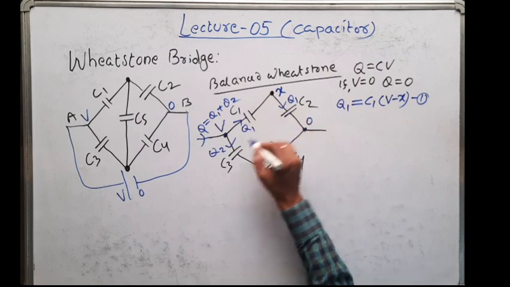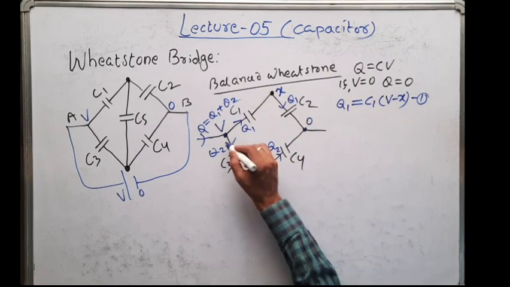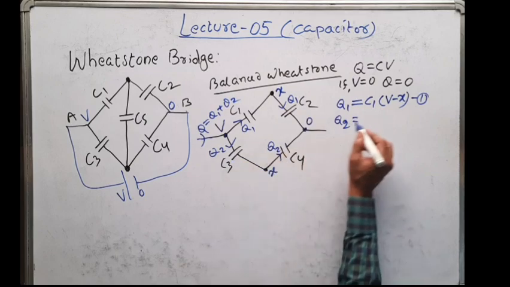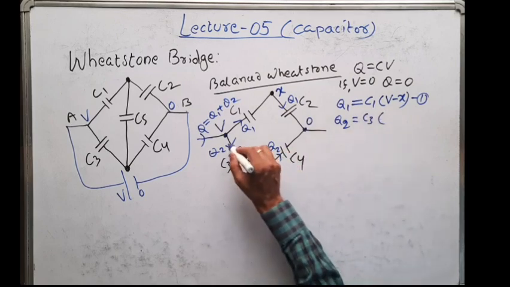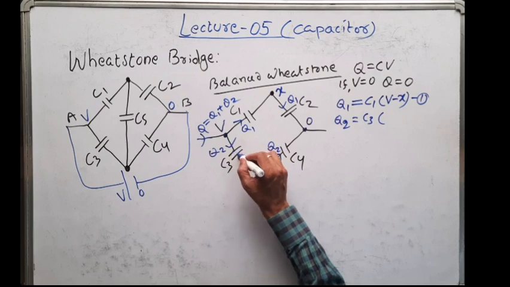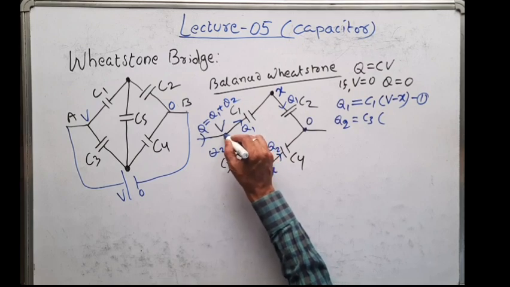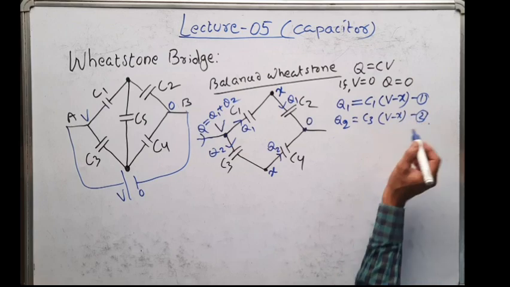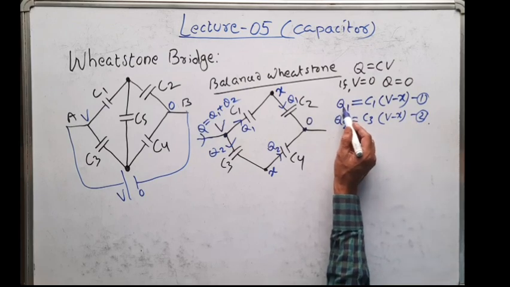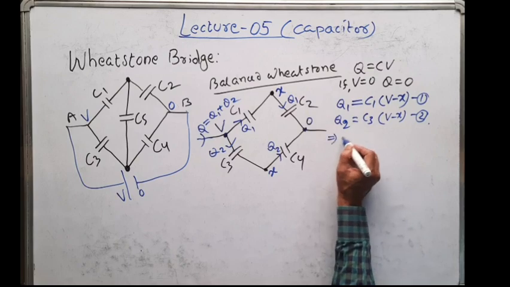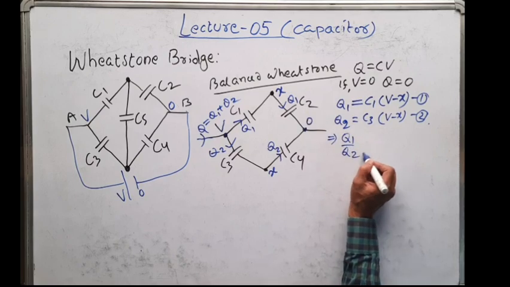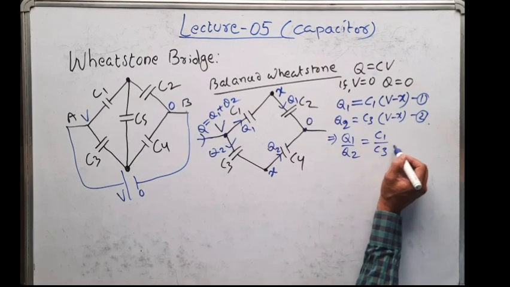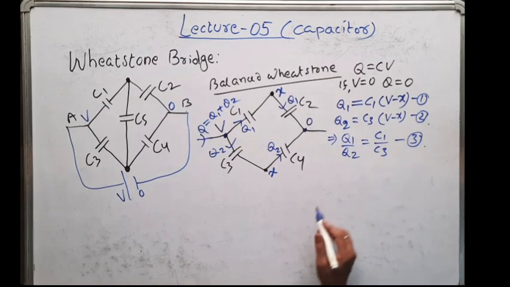Then what is Q2 in this path? Q2 is equal to its capacitance value, that is C3, into the potential difference across this capacitor, which is nothing but V minus X. So this is equation number 2. Now divide equation 1 by equation 2. What will you get? You will get Q1 by Q2 is equal to C1 by C3, as V minus X cancels. Let us say this is equation number 3.